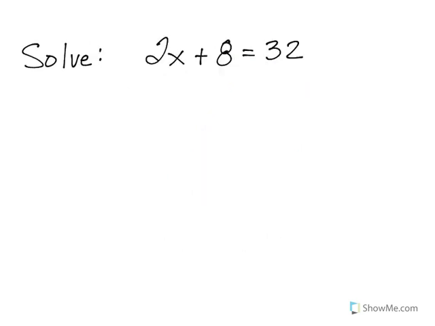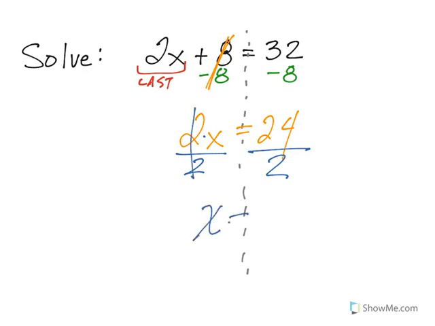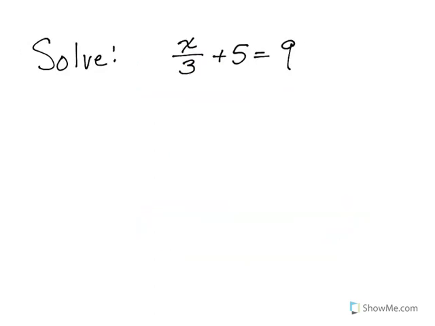2x plus 8 equals 32. Okay, here's my variable piece, so that's last. So I have plus 8. The opposite of plus 8 is minus 8. So my 8s cancel out, and I'm left with 2x equals 24. And now again, 2 times x, so the opposite of times is divide. So I'm going to divide both sides by 2, and I'm left with x equals 12.